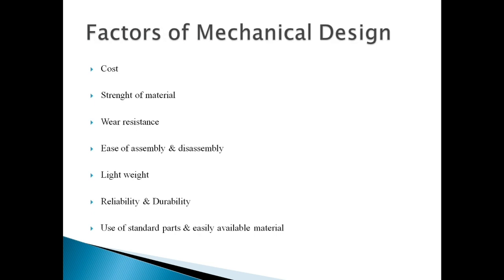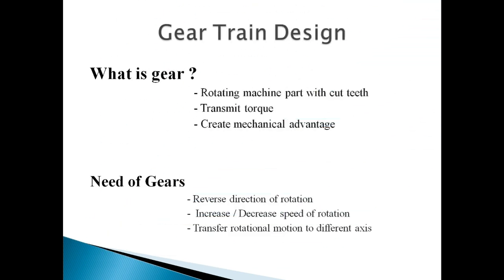So what are the factors to be considered while designing? First one is cost, second is strength of material, third is wear resistance, fourth is ease of assembly and disassembly, fifth is light weight, sixth is reliability and durability, and last is use of standard parts and easy availability of material.